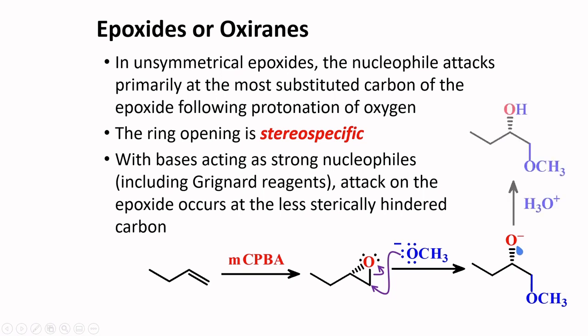To remove the negative charge, we need to have an acid workup to form this alcohol. Note the difference between an acid-catalyzed ring opening and when bases are used. The internal hydroxy groups are oppositely oriented.